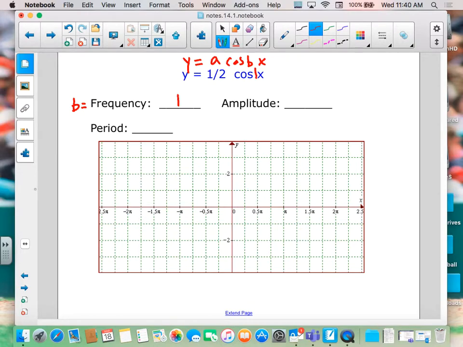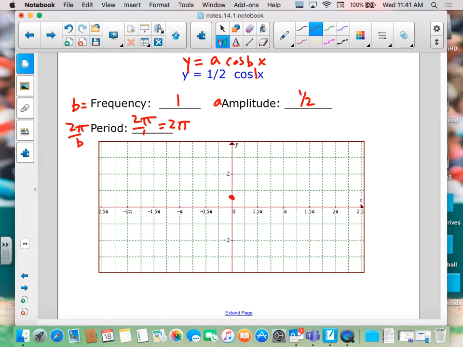The amplitude is A, and that's easy to find. It's the first number. This one only has an amplitude of 1/2. The period, remember, is 2 pi over B. In this case, it would be 2 pi over 1, which is 2 pi. So now I'm going to try to remember my practice of the cosine graph. It does not start at 0, 0. It starts at 0 amplitude, if that makes sense. So I'm going to start at 0, 1/2.